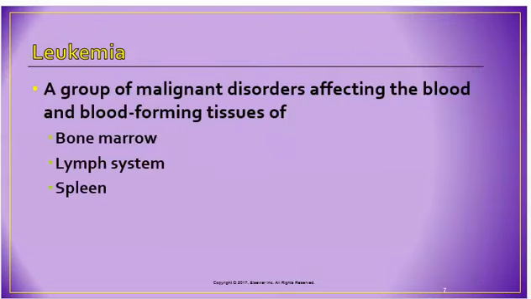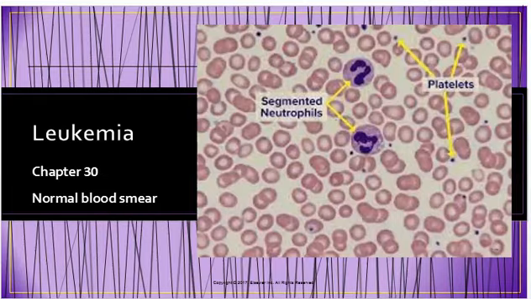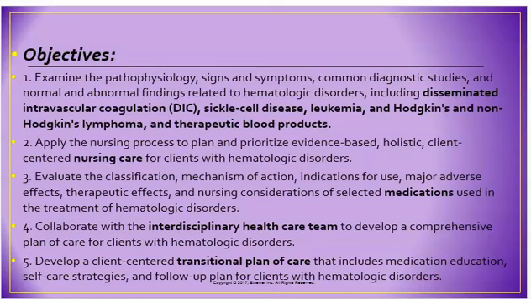Okay, on to leukemia. It's a group of malignant disorders affecting the blood. This is your recorded lecture about leukemia. What is it? How do we take care of the client with this diagnosis? This is a nice pictorial about neutrophils, which are an indication of the presence of leukemia. Here are your objectives. You can see that it includes lots of things like DIC, sickle cell, Hodgkin's and non-Hodgkin's, and therapeutic blood products. You will have PowerPoints that are recorded for each one of these. This one is about leukemia.